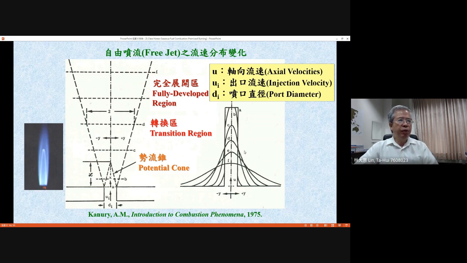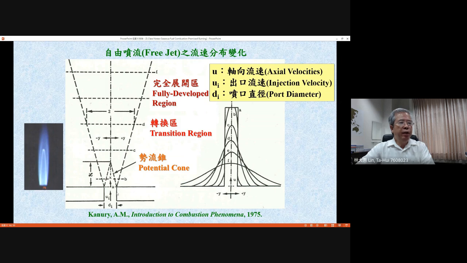I took these pictures from Cannon's book, Introduction to Combustion Phenomena. Actually, this is the old one, but there is a new version you can find. This is a very fundamental book to understand combustion phenomena. Now think about the flow structure illustrated by these figures.